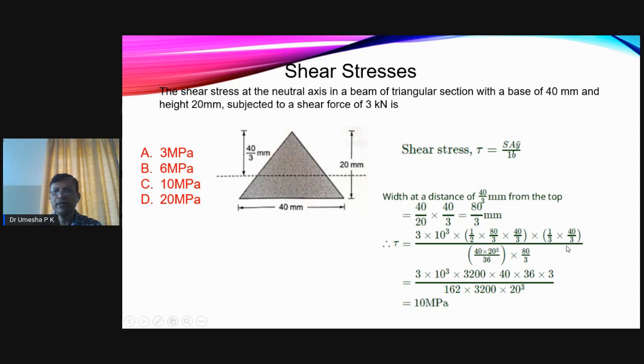That will be divided by I, the moment of inertia of the triangle section, that is bd cubed by 36, into b, where b is the width at this point, that is 80 by 3. Once you simplify, we'll get the stress 10 MPa, that is answer C. So very simple only. I think we should be calculating very fast.